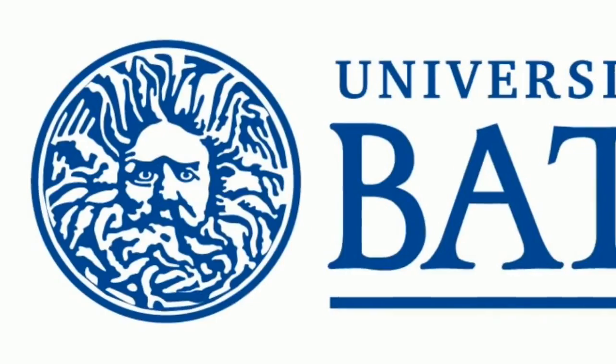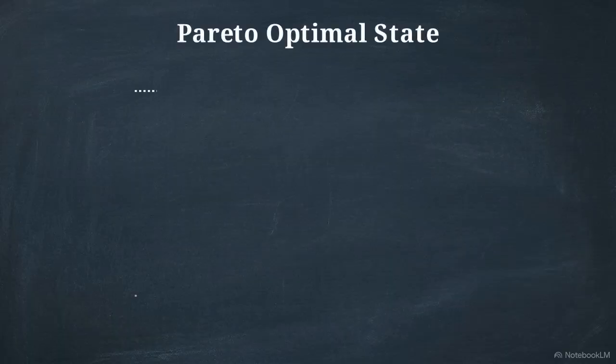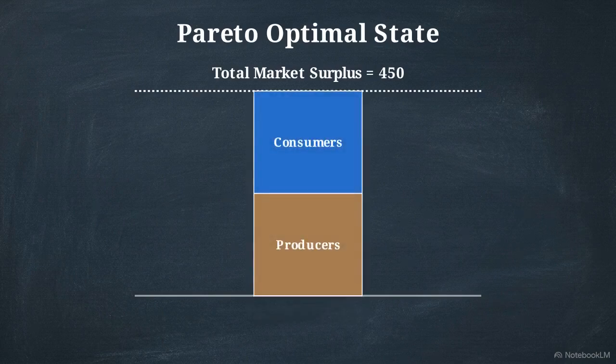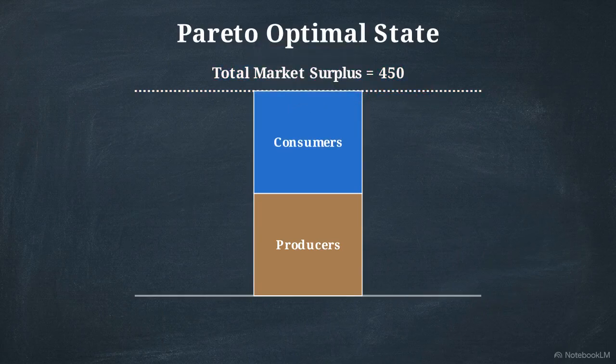This result is the core of the first fundamental theorem of welfare economics. It proves that under perfect competition, the market naturally reaches a Pareto Optimal state, a situation where it is impossible to make one person better off without making someone else worse off.